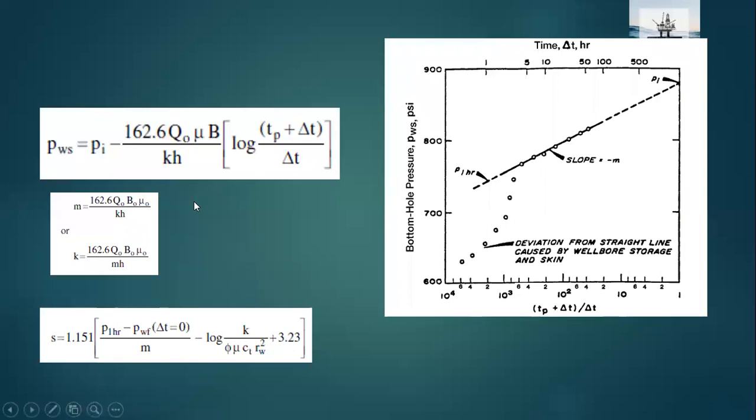So to calculate pressure using this particular rise, it can be expressed as y = mx + c, where y represents the flowing bottom hole pressure, and the x-axis is given as (Tp + ΔT)/ΔT. Tp is the production time, ΔT is the shut-in time, and the slope is given as minus m. When you combine this with Darcy's law, you can calculate this equation, where Pws represents the flowing bottom hole pressure.